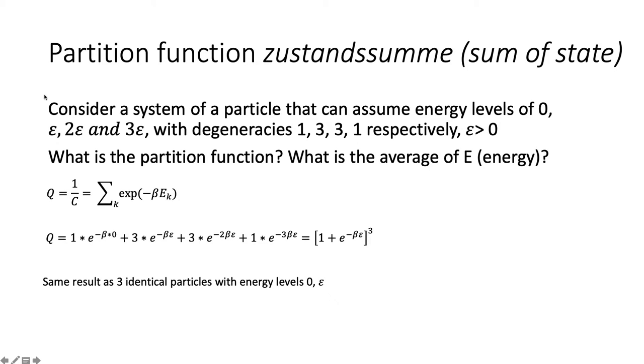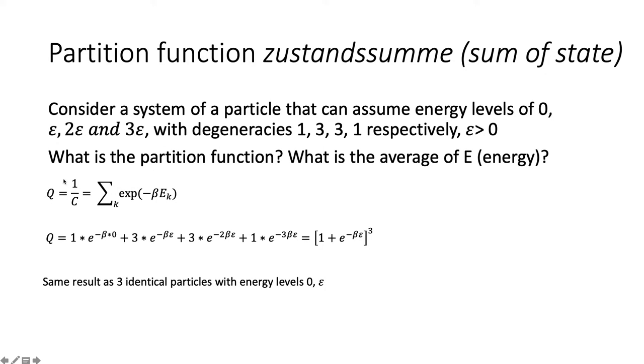Let's consider a system of one particle that can assume energy levels of 0, epsilon, 2 epsilon, 3 epsilon, where epsilon is greater than 0, so it's positive, with degeneracies of 1, 3, 3, 1. That means you have one possibility of having energy 0, 3 possibilities of having energy epsilon, 3 cases of having 2 epsilon, and 1 case of having energy 3 epsilon. So what is the partition function?